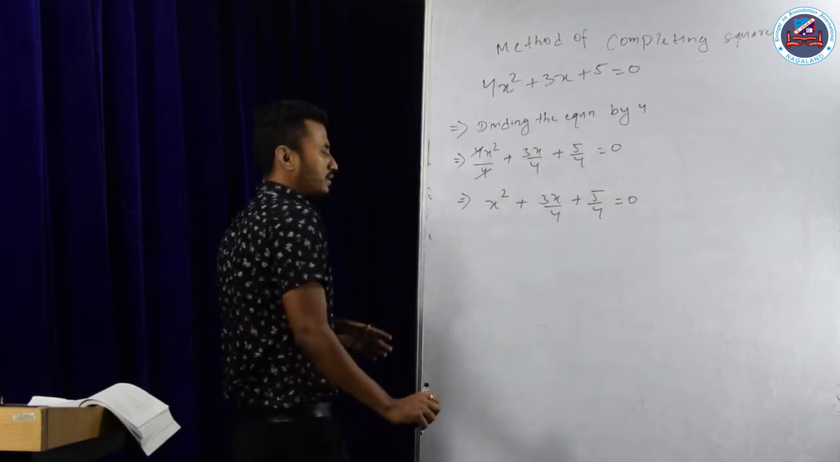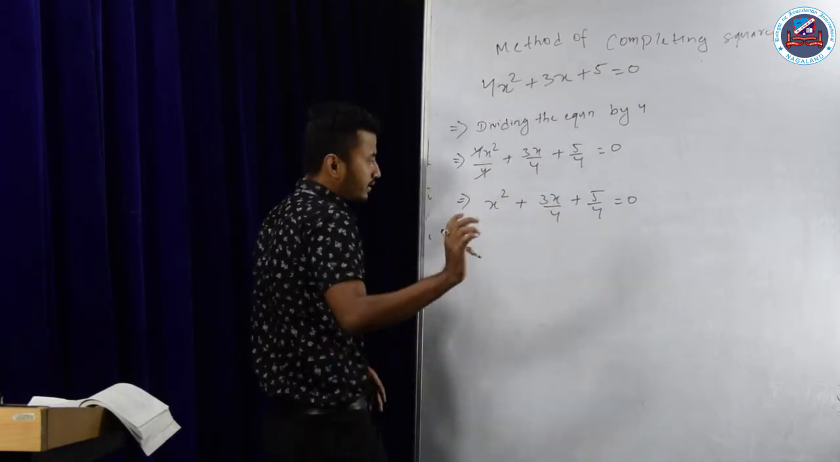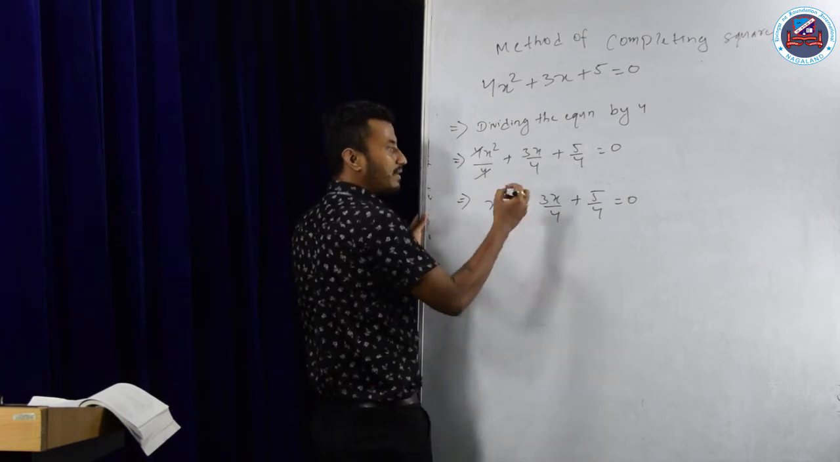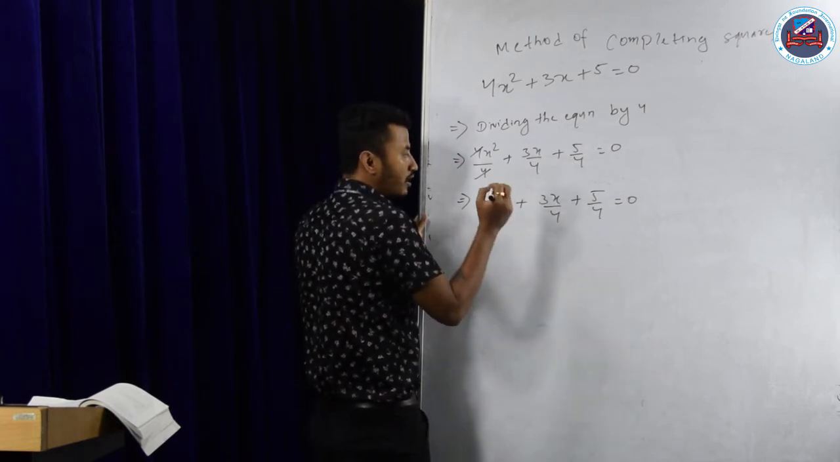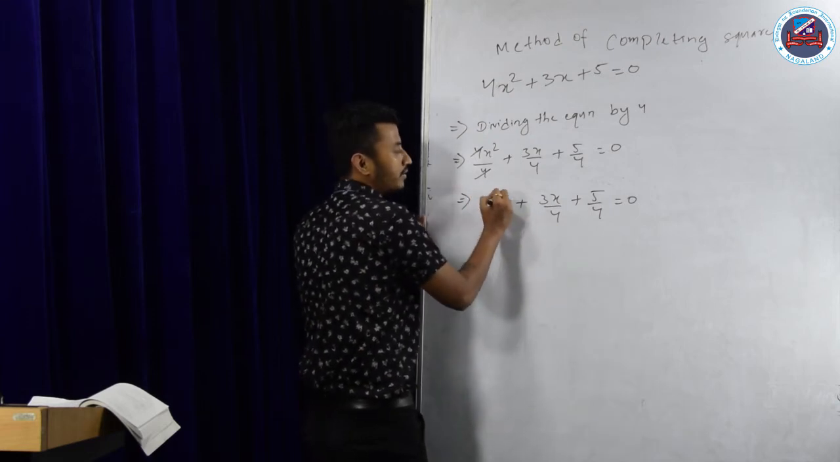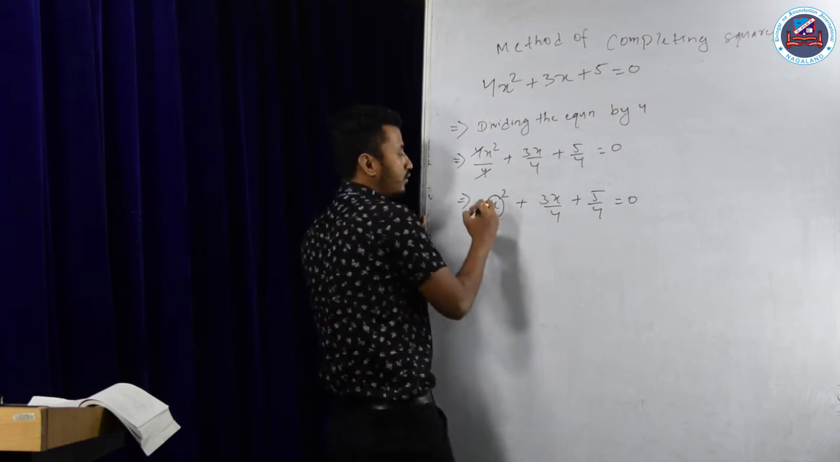Now you will be surprised. How will I solve this question? Guys, don't be worried. It's very simple. What will I do? You have to break it in the form of a plus b whole square. Okay? So how will I break it in the form of a plus b whole square? This is a. Okay? This is a. Now see what I'm going to do here.